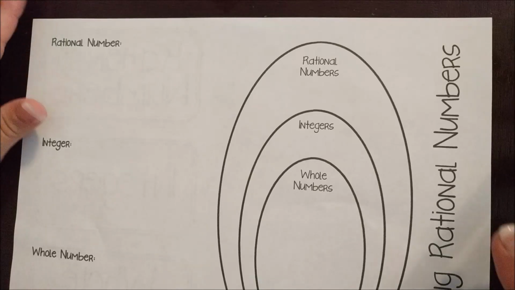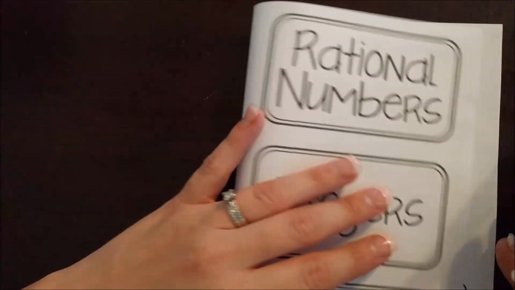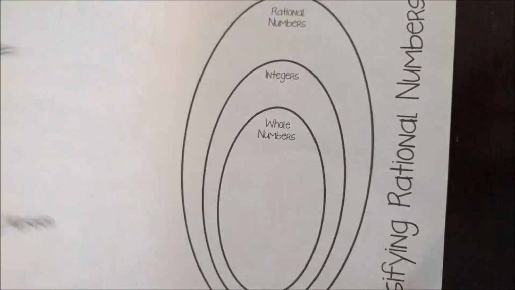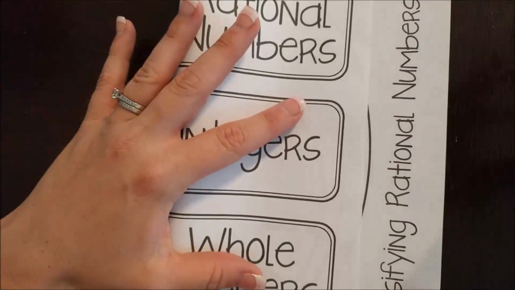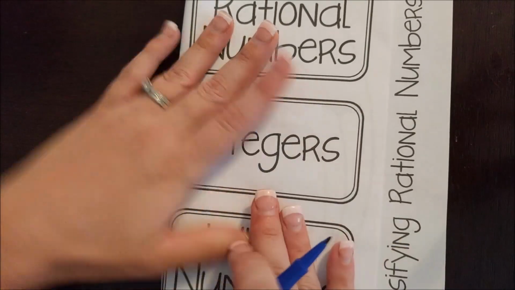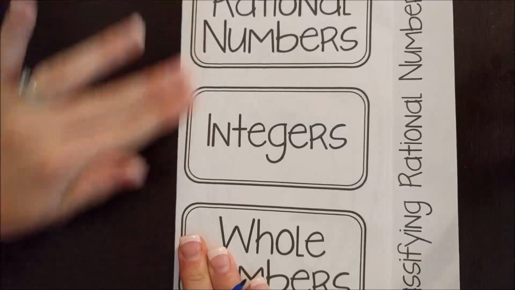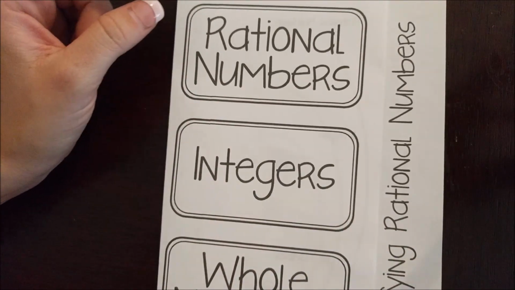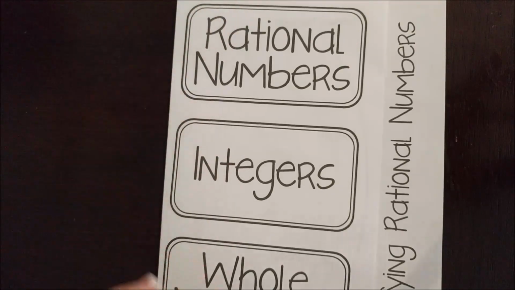Okay guys, what we're going to talk about today is classifying numbers, classifying rational numbers. So you're going to take your paper that you got and fold it over and stop before you cover up classifying rational numbers. Fold it. You're going to glue this new page, this new foldable, into your spiral, okay?